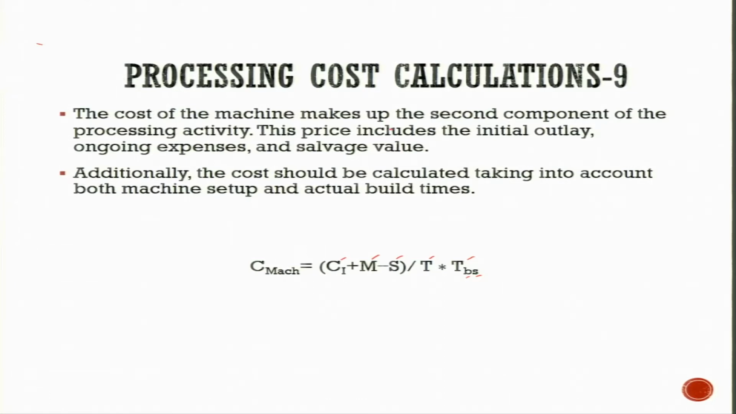The cost of the machine makes up the second component of the processing activity. This process includes the initial outlay, ongoing expenses and salvage. Additionally, the cost should be calculated taking into account both machine setup and actual build times. Both machine setup times and actual build times are taken into consideration. Here, this is the purchase value.